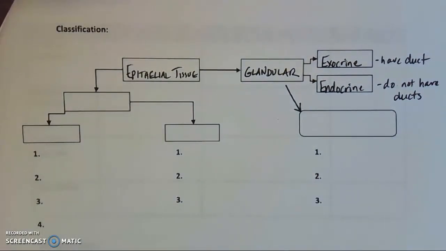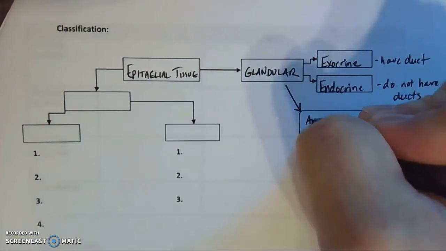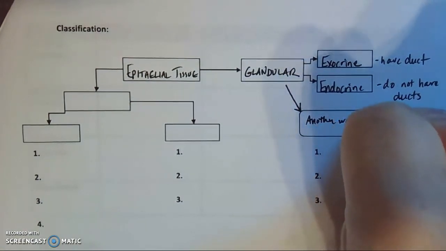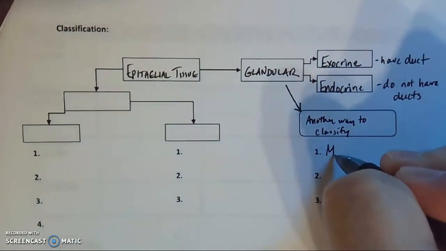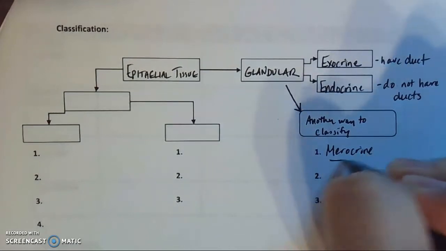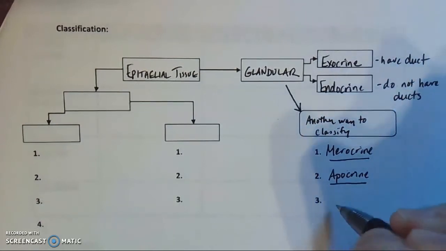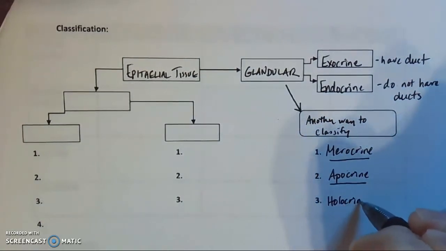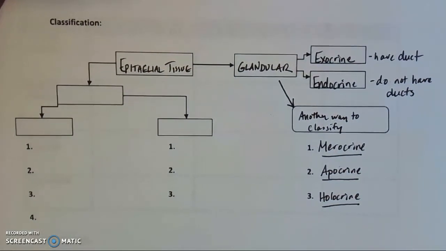So we have another classification system for glandular tissue, and this is based on cell loss. So this is another way to classify. And these are going to be merocrine, apocrine, and holocrine. So these are terms used to describe glandular tissue. And this is based on cell loss.